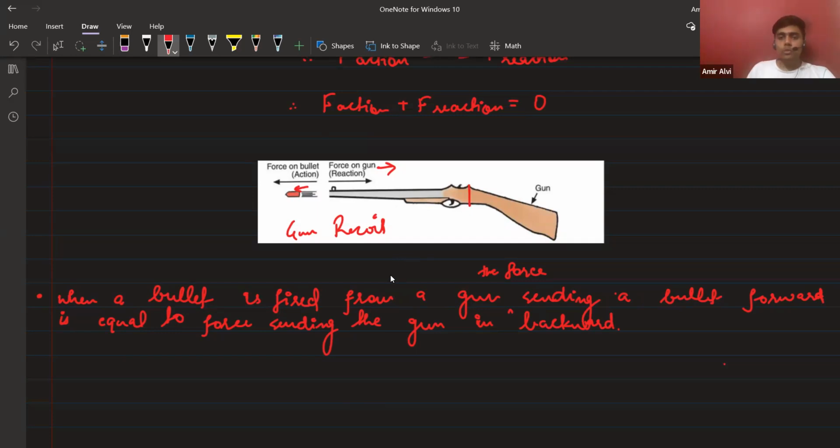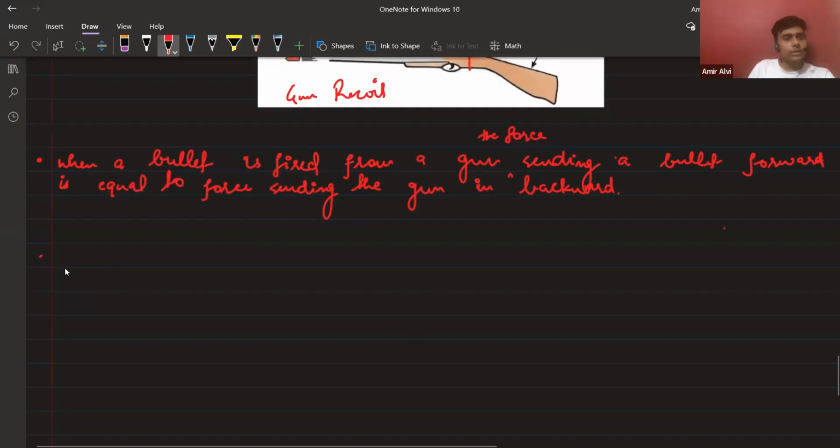Is that clear? When a bullet is fired from a gun, the force sending the bullet forward is equal to the force sending the gun backward. Clear? Yes, sir. Very good. So let's talk about the conservation of momentum.